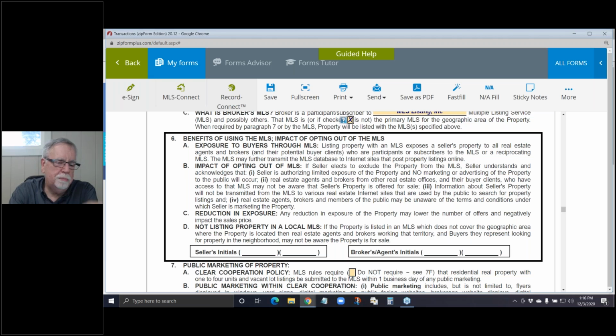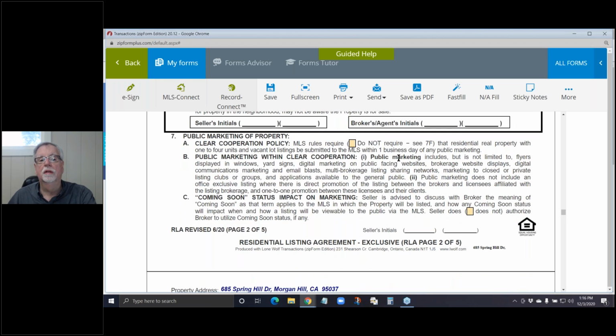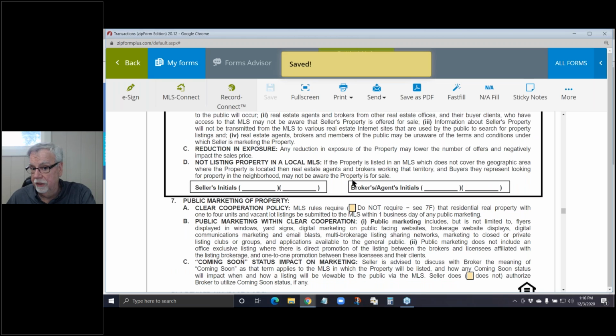So then this box is part of the CAR, NAR, MLS. We want you to use the MLS. And so this basically is saying you should use the MLS. It's going to produce more buyers than if it doesn't go in the MLS, and the seller should know that. What they want you to do is to convince the seller that putting it in the MLS is really good for them. I'm not going to go through all of that, but that's what it says. And notice they want them to initial it.